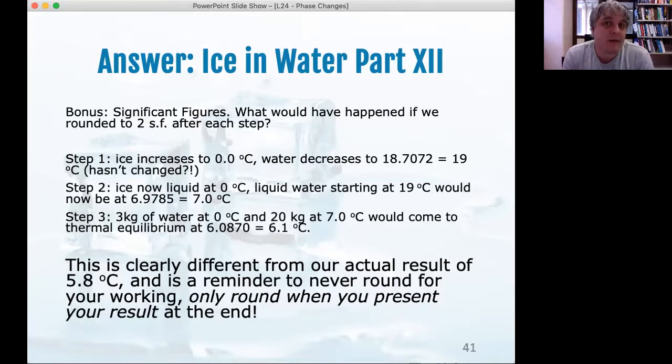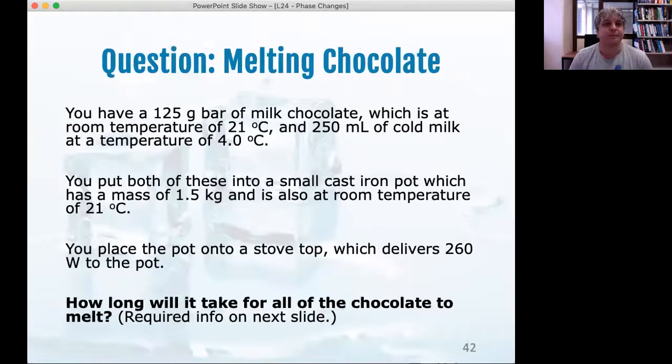And certainly for assignments and projects, where you're taking a bit more time for yourself and you're not under that time pressure, I would expect you to do it properly and use the unrounded values for your working, and only round to present your final result.